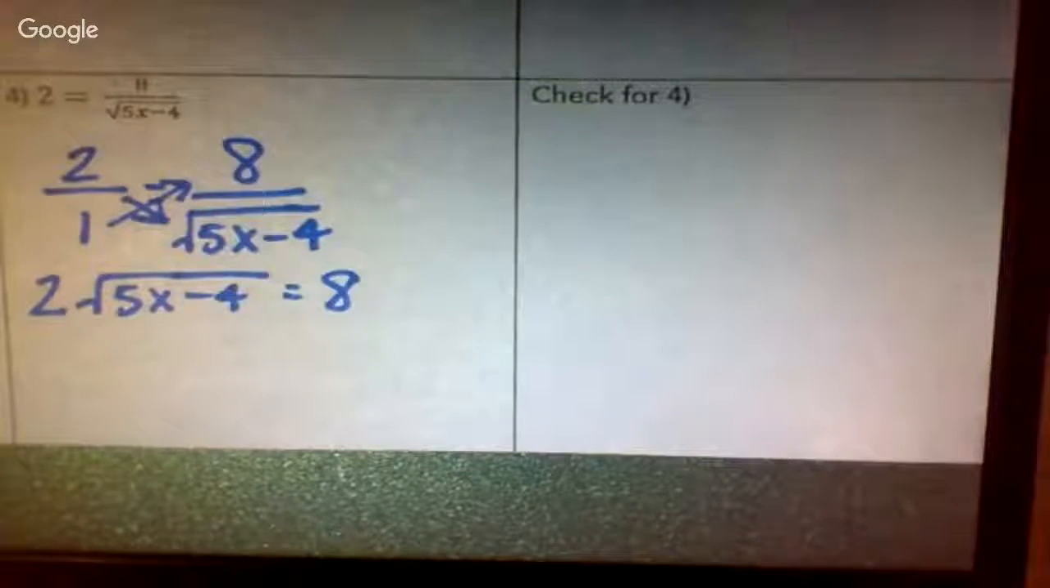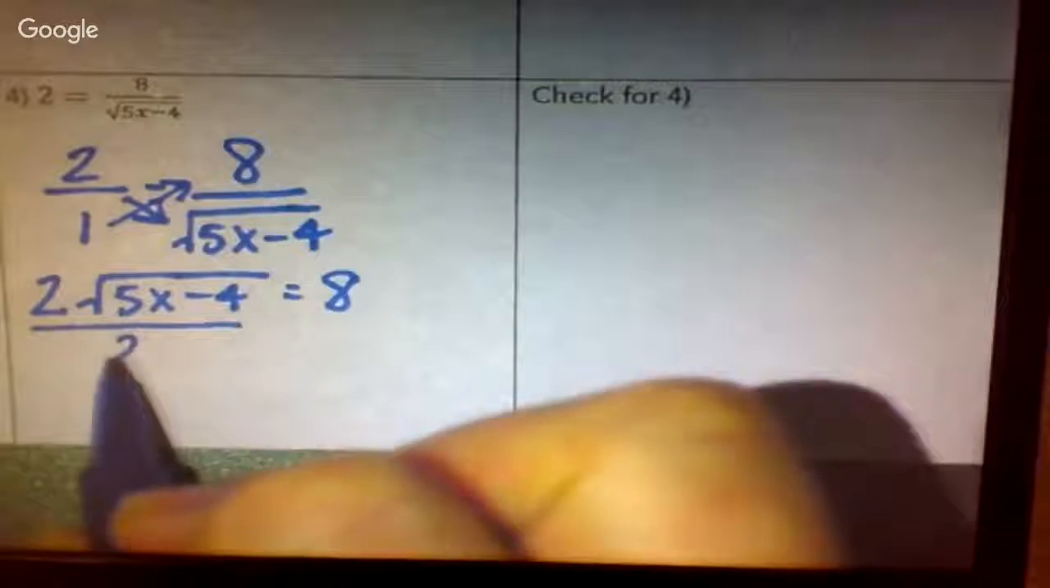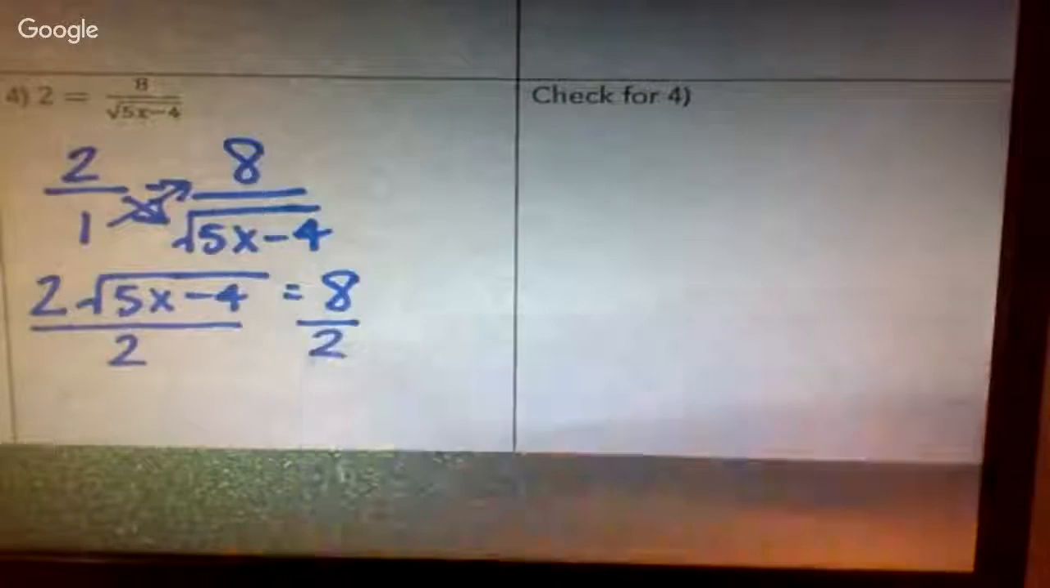Really? Okay, so I need to get rid of everything outside of the square root first. What do I get rid of? The 2. By doing square root? Divide it. Remember, when the 2 is on the outside, out front, it's being multiplied. So we divide.